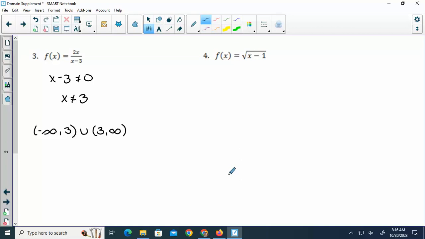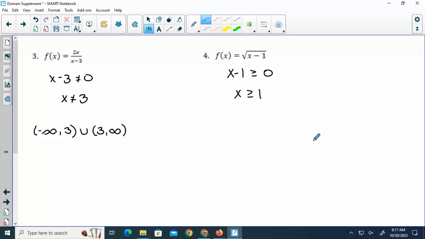Number 4. Do we have a fraction? No. Even radical? Yes, because it's a square root. So with even radicals, the radicand, the thing under the radical, has to be greater than or equal to 0. So that means x has to be greater than or equal to 1.